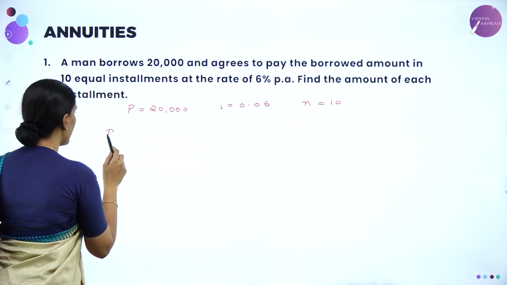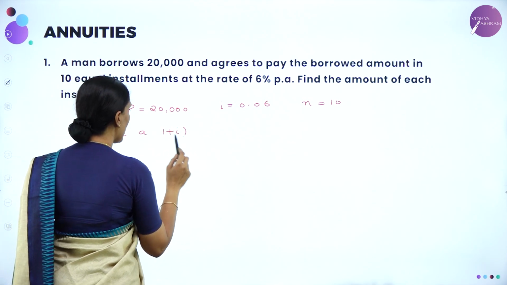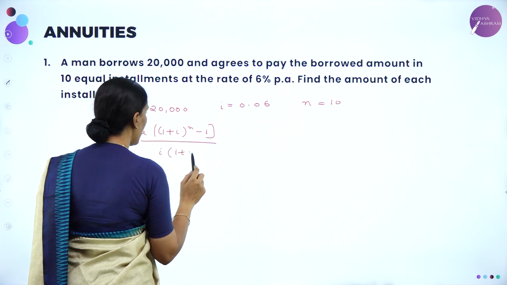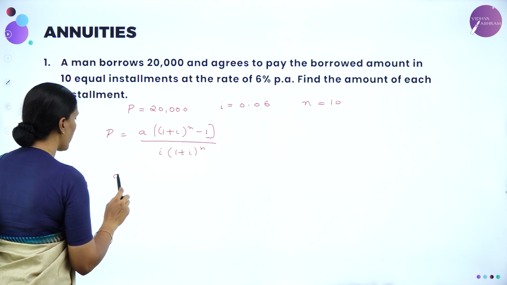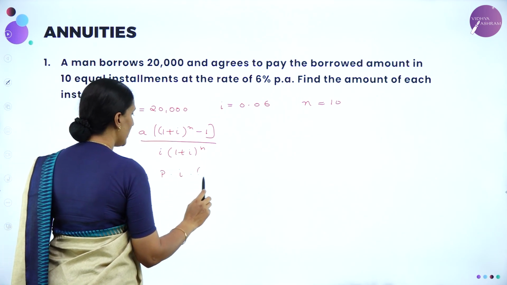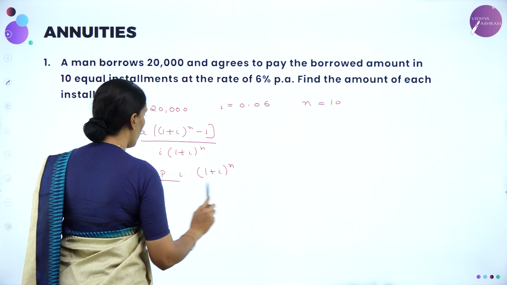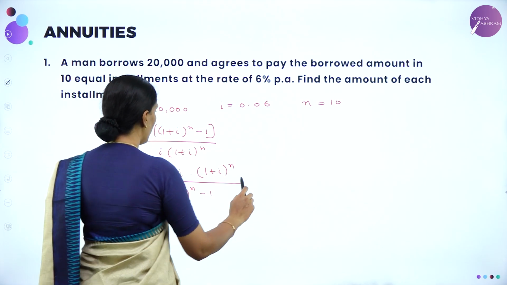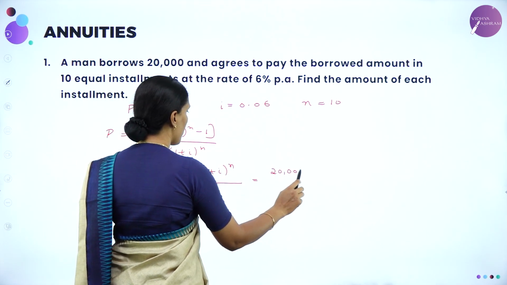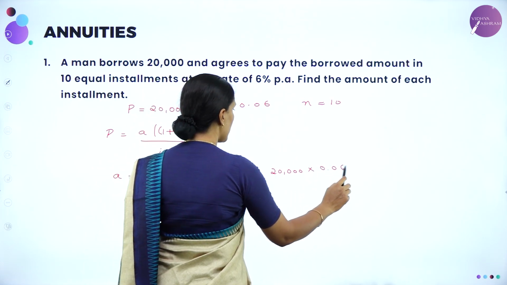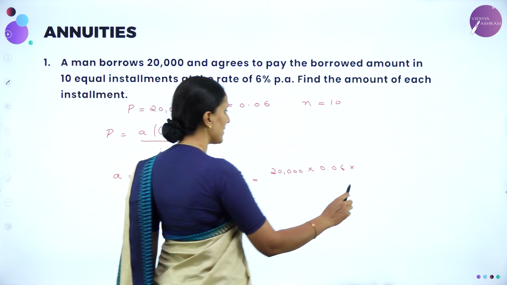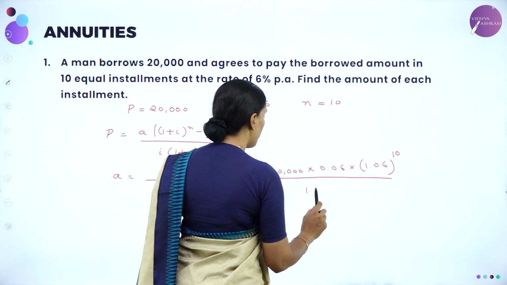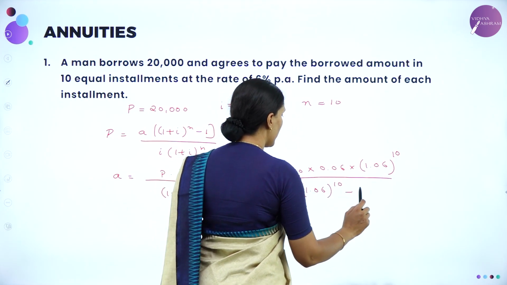So we have the formula P is equal to A into (1 plus I) whole power n minus 1, whole divided by I into (1 plus I) whole power n. We need the value of A. So A is equal to P into I into (1 plus I) whole to the power n, whole divided by (1 plus I) whole to the power n minus 1. Now substitute the values. The present value is 20,000 into 0.06 into 1.06 whole to the power 10, whole divided by 1.06 whole to the power 10 minus 1.